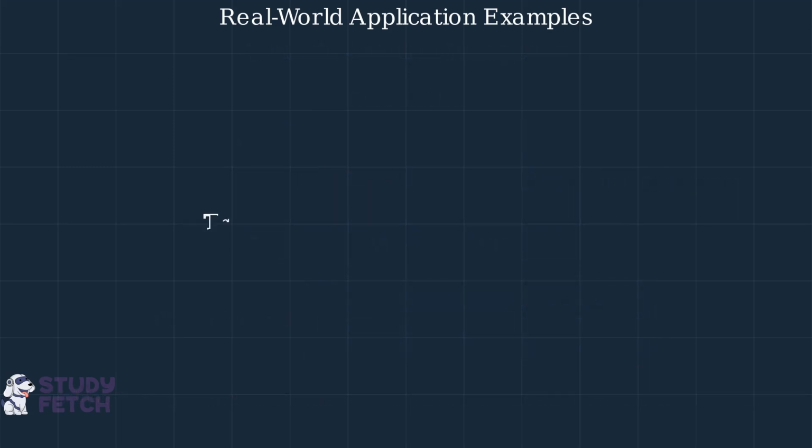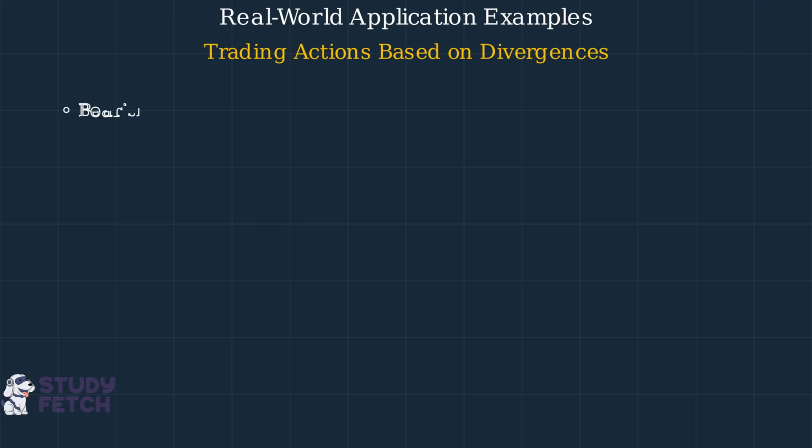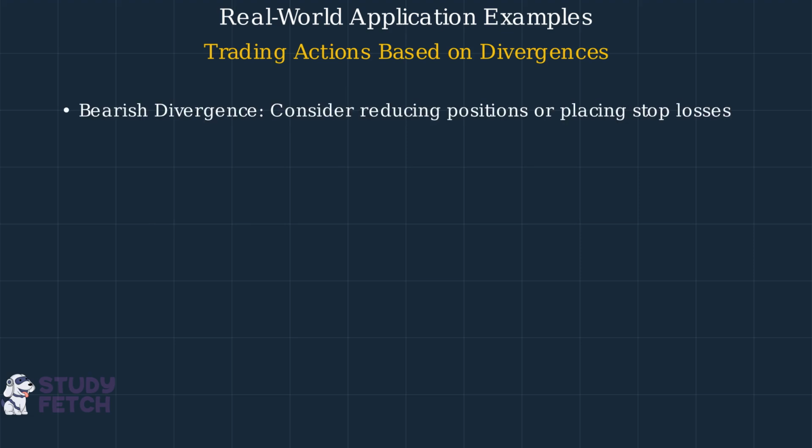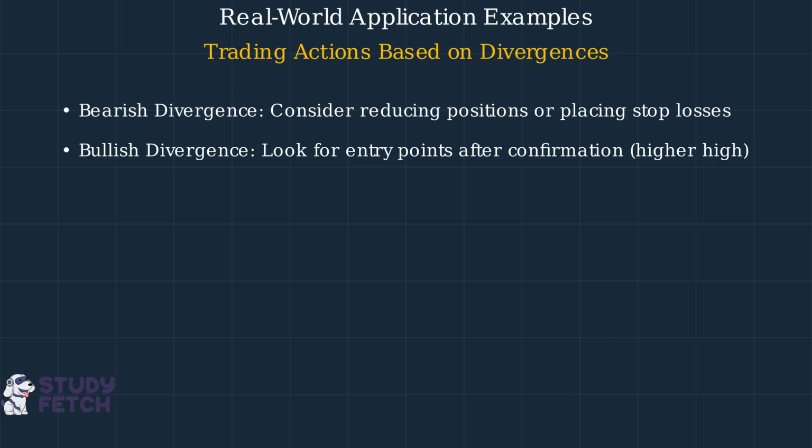Let's summarize how traders can act on these divergent signals from the Chaikin oscillator. For bearish divergences, consider reducing your positions or placing stop losses to protect your gains, as a reversal may be coming. For bullish divergences, look for entry points after seeing confirmation from price action, such as a higher high after the divergence forms. Most importantly, always wait for confirmation from price action before taking major trading decisions based on oscillator signals.